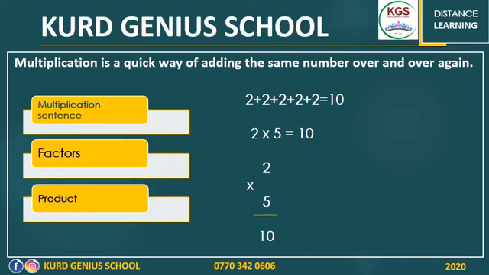Multiplication sentence can be written in two different ways. The first way, as you can see that I wrote, is horizontally, and the second way that I wrote is vertically. Here, in these multiplication sentences, 2 and 5 are the factors of the multiplication sentence, and the answer, which is 10, is called the product.